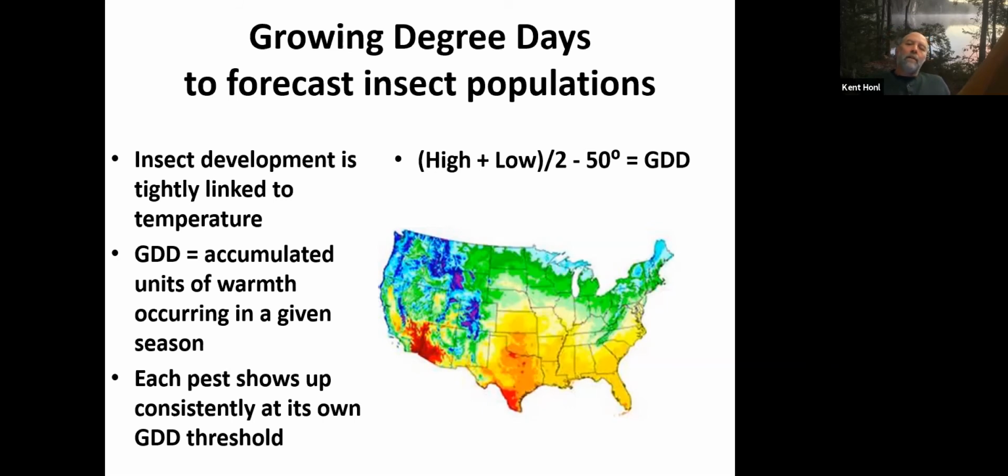How a degree day unit is calculated is you take the high and the low temperature for a given day, add them, and divide by 2. You're just averaging the high and low. Then you subtract a base temperature, which is typically 50 degrees Fahrenheit. Other times people will use 32 as their base, but generally speaking, 50 Fahrenheit is the base temperature used for growing degree days. This year I've started tracking in Celsius as well, because I really like the metric system, and it's the language of science.